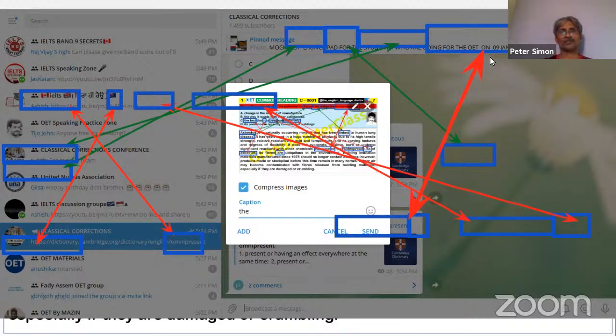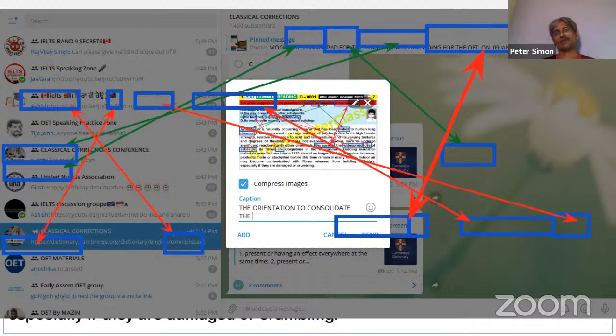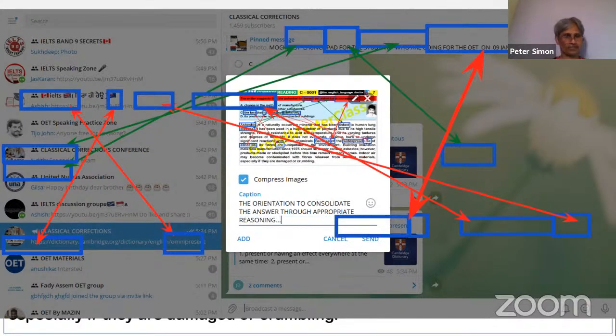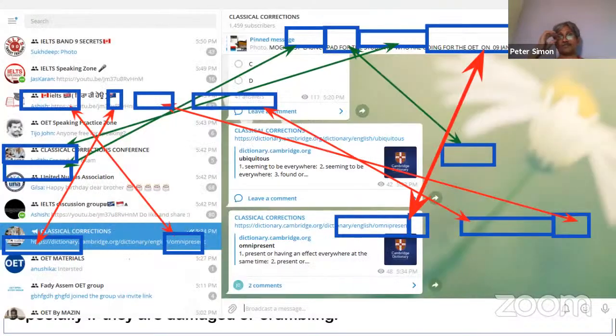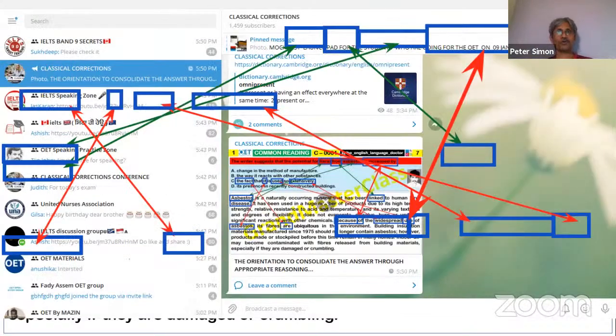The orientation to find, to confirm the right answer, consolidate the answer through appropriate reasoning. So that is the point there.